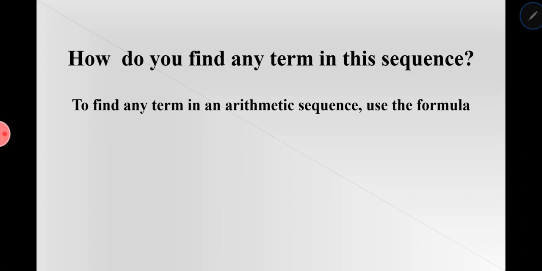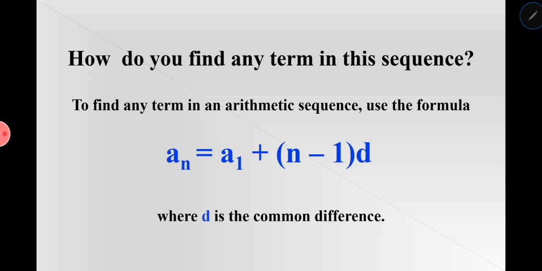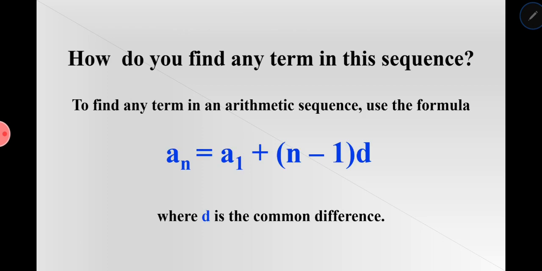So to find any term in an arithmetic sequence, we use the formula a sub n is equal to a sub 1 plus n minus 1 times d, where d is the common difference, a sub n is the nth term of the sequence, a sub 1 being your first term, n being the number of the terms, and as I have said earlier, we have d being the common difference.